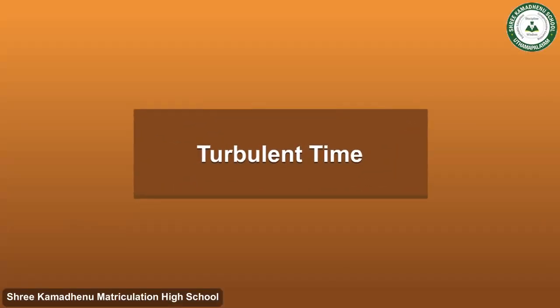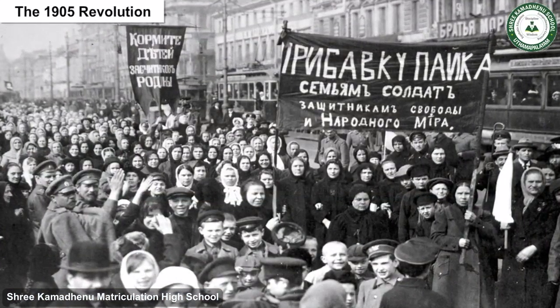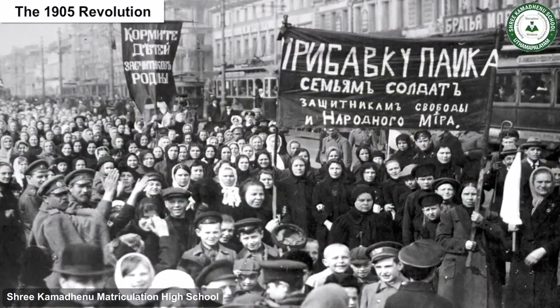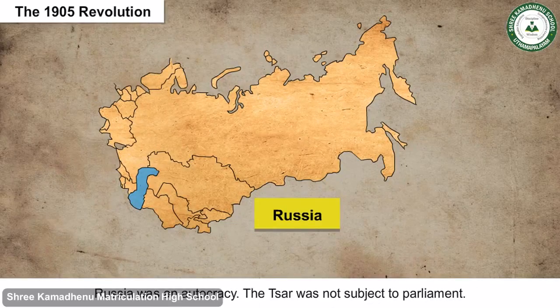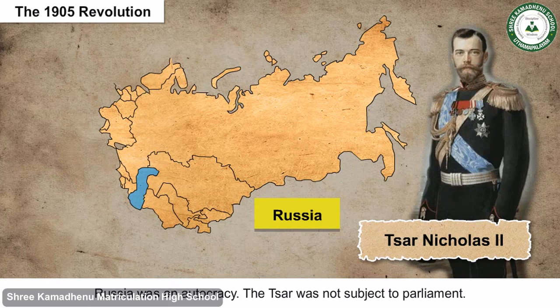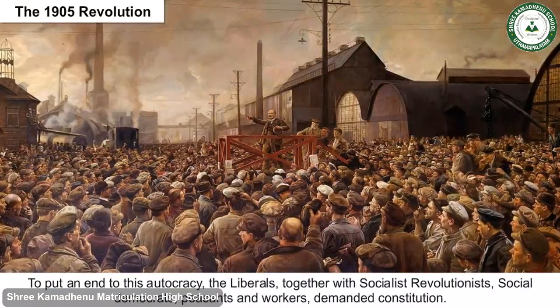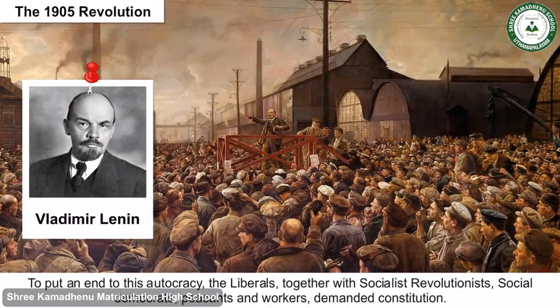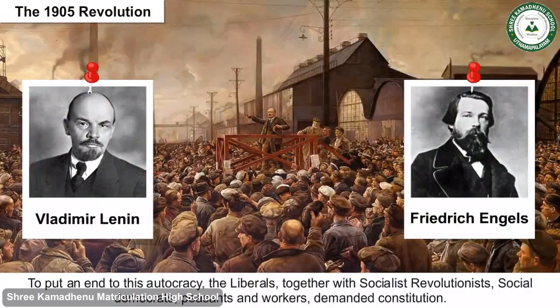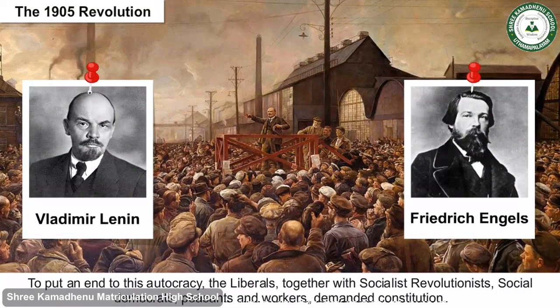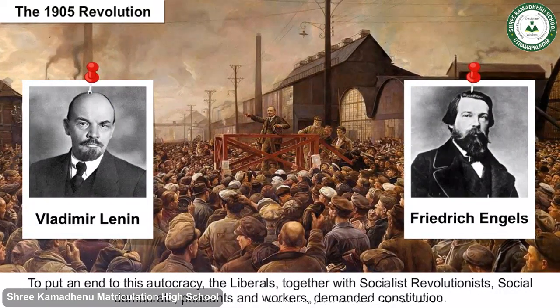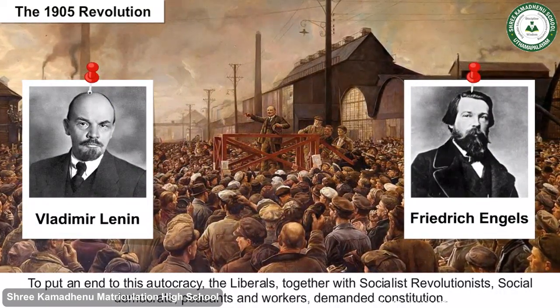Turbulent time. The 1905 revolution. Russia was an autocracy. The Tsar was not subjected to parliament. To put an end to this autocracy, the liberals, together with social revolutionists, Social Democrats, peasants and workers, demanded a constitution.